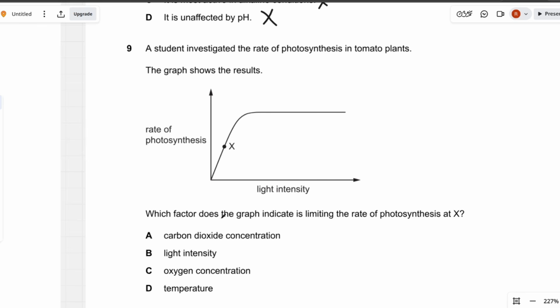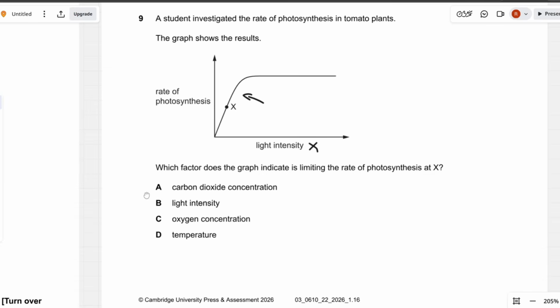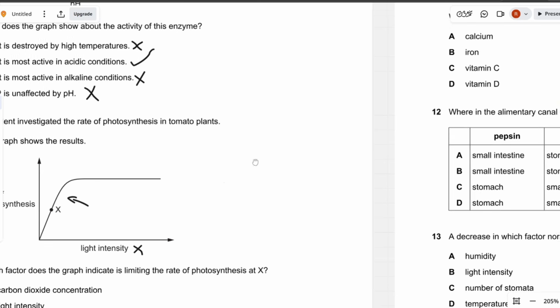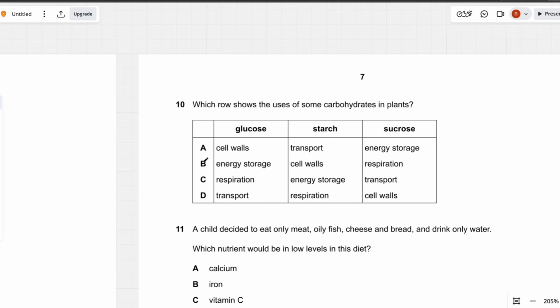They said, which factor does the graph indicate is the limiting factor of photosynthesis at x? At point x, we could see that any further increase in light intensity was resulting in an increase in rate of photosynthesis, and therefore the only limiting factor here was light intensity. As when we increased the light intensity, the plant responded by increasing the rate of photosynthesis, so the only correct answer here is light intensity. It cannot be carbon dioxide concentration or oxygen concentration, because that has nothing to do with photosynthesis, and it definitely cannot be temperature.